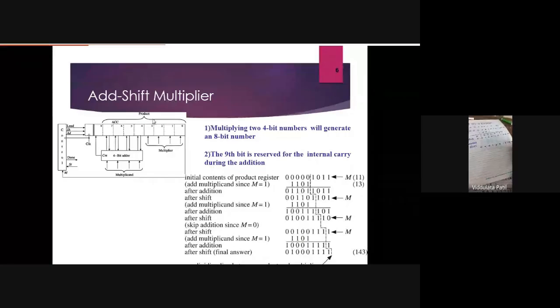Now m is equal to 1. So add the multiplicand here, 1 0 0 1. Addition will be 1, 0, 1, 0, 1, 1, 0, 1, 0. Okay, shift this number. So it will be 0, 0, 1, 0, 1, 1, 0, 1.